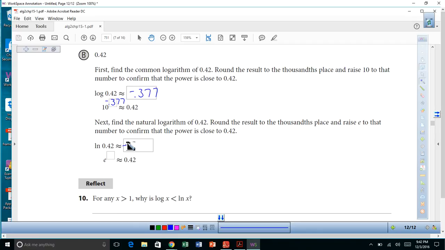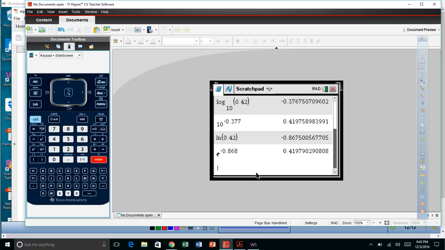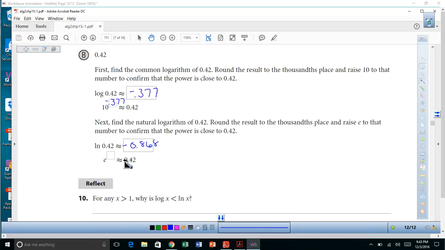Negative 0.868. Now let's put e to the -0.868 and see what we get. E to the -0.868, and it should be real close, and it is. See, it's off just by a little bit. And again, we had to round a little bit here. So e to the -0.868 is approximately 0.42.